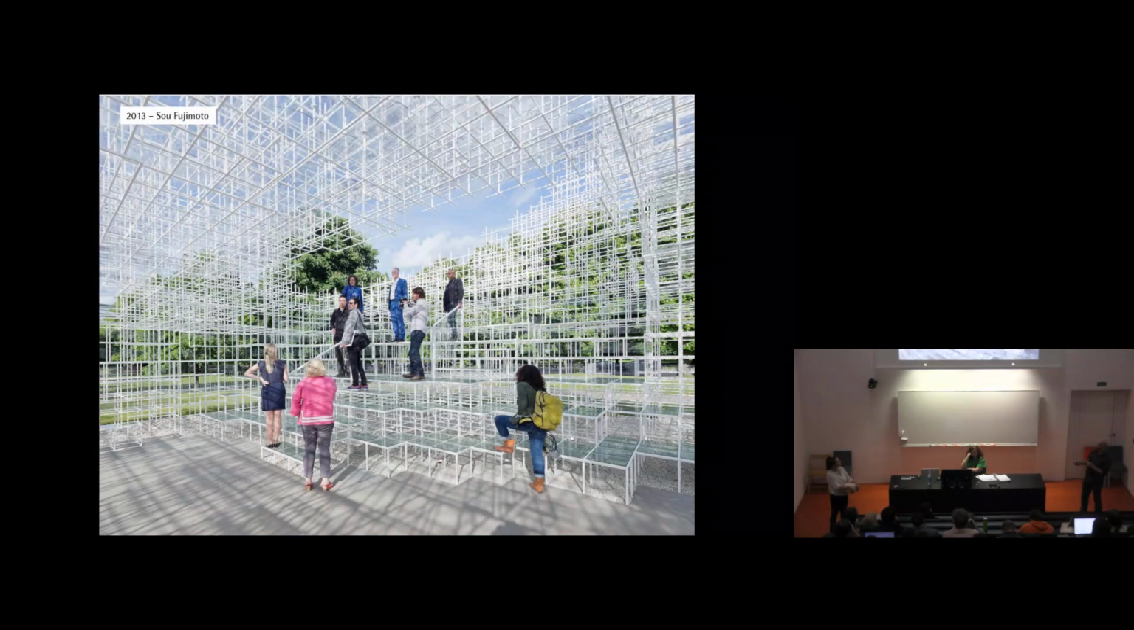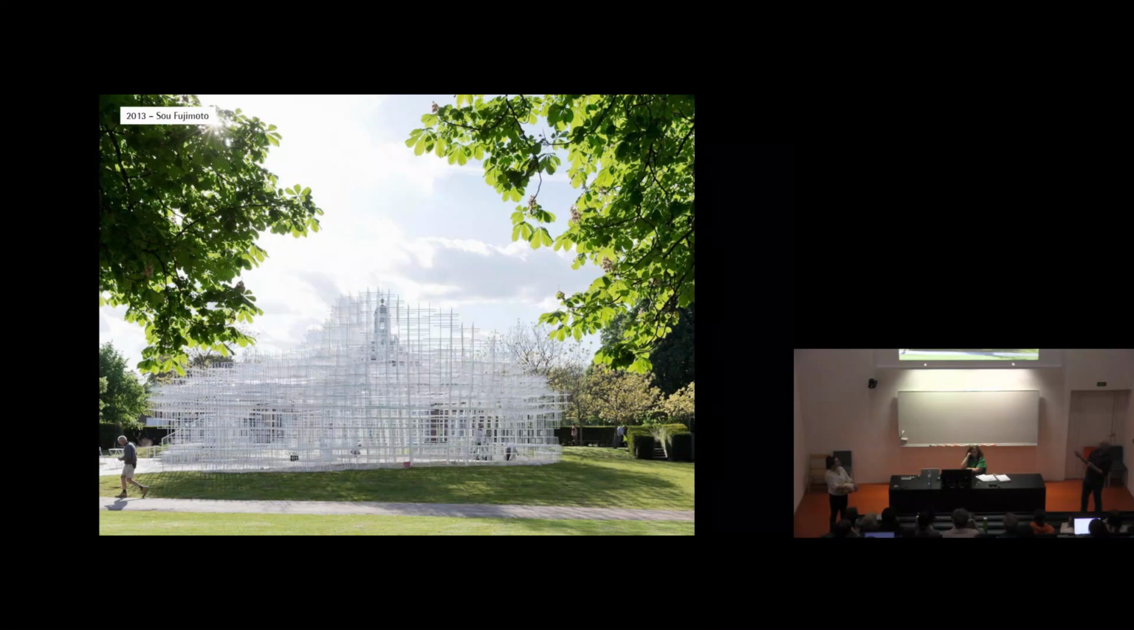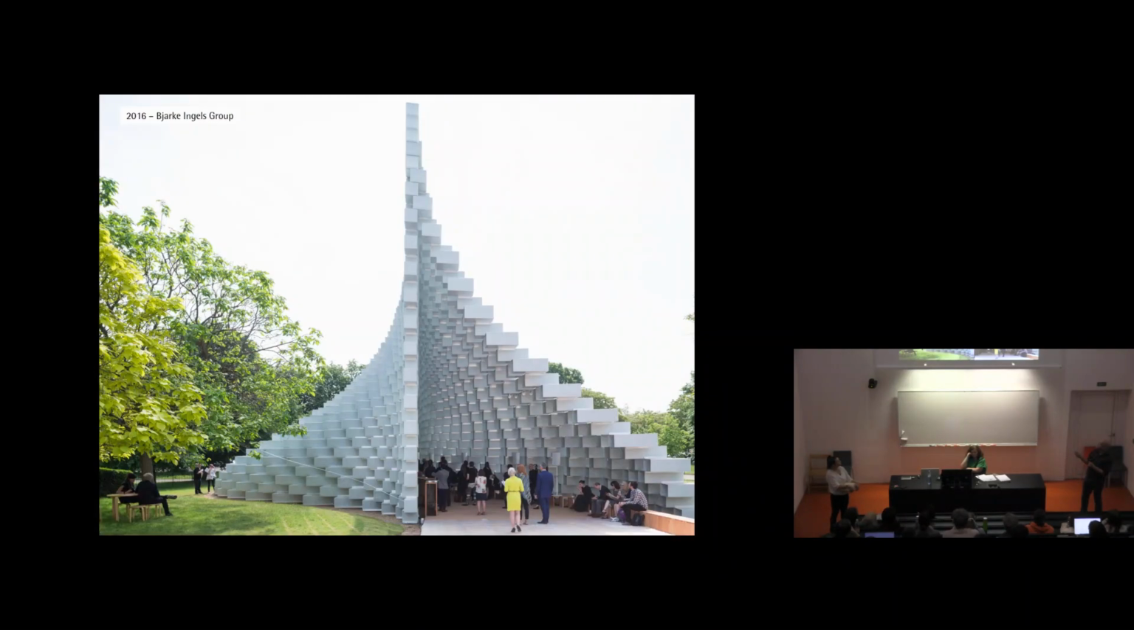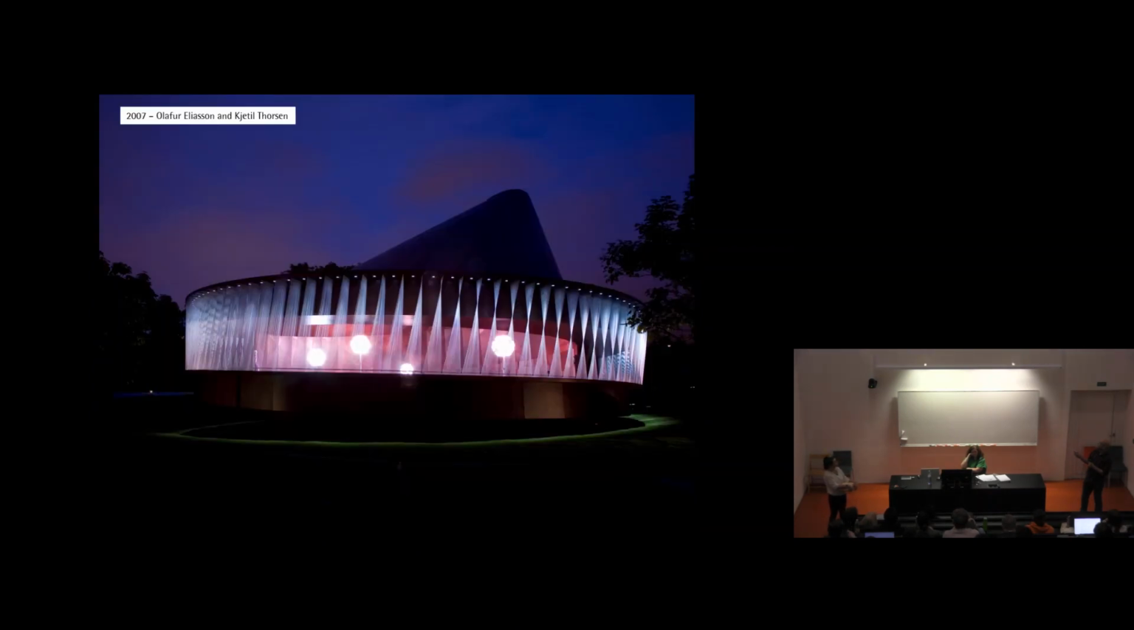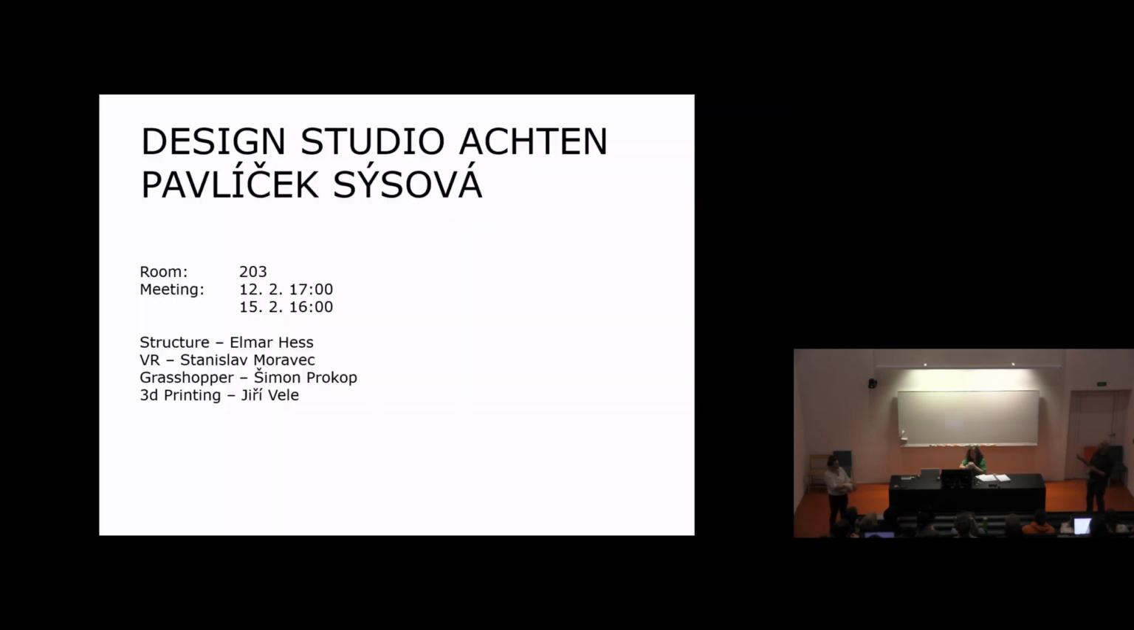Here are just a few images of projects that were done before: Sou Fujimoto, Bjarke Ingels, SANAA, and Olafur Eliasson and Kjetil Thorsen. The Serpentine Pavilion is an ideal moment to experiment, also to take a position for yourself as an architect concerning material research, contemporary questions in architecture, parametric design, and so on.